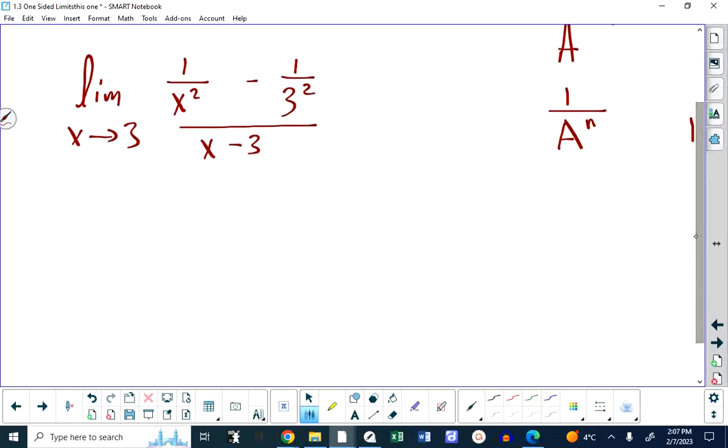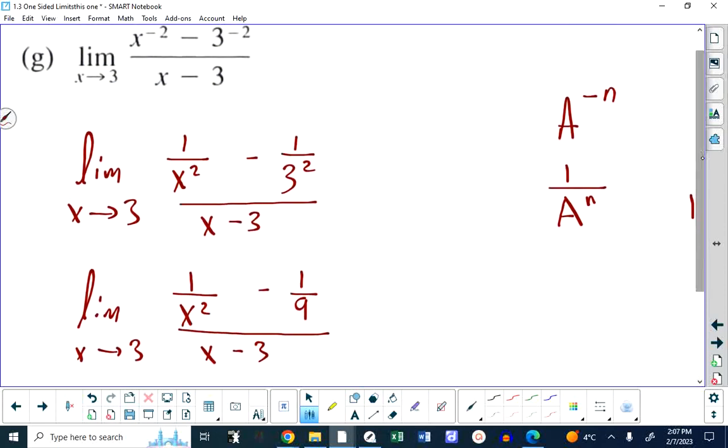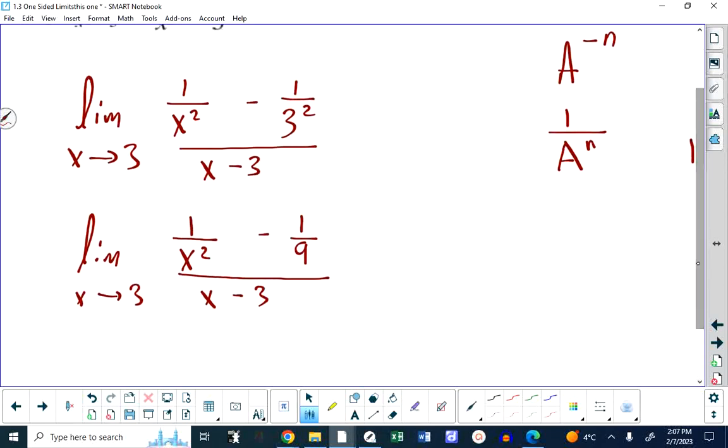Now I'm going to square the 3 and have 1 over x squared minus 1 over 9, and it's over x minus 3. Do those first two little moves make sense to you, Braden? Yes. Perfect. So now comes the part that I was talking about.